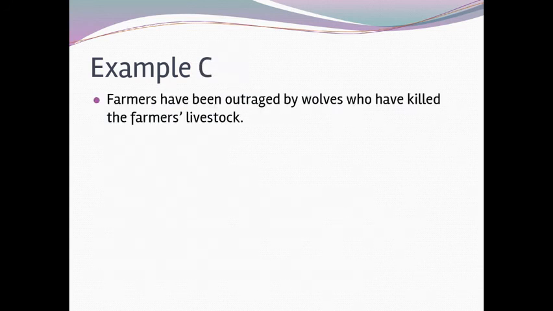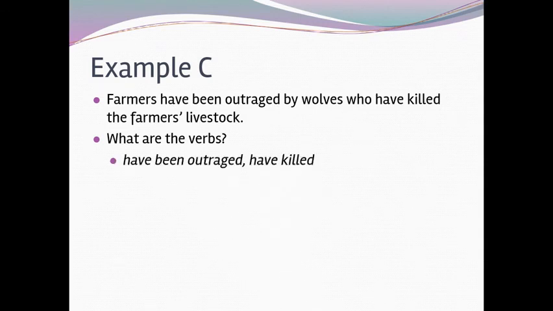One more example. Farmers have been outraged by wolves who have killed the farmers' livestock. Okay, I'd remind you, because you find one doesn't mean you're done. What are the verbs? Well, you're right. You've got outraged. You've got killed. We know have is a helping verb, and as I said before, b-e-e-n, been, is also a verb. Excuse me. Have been outraged and have killed are your two phrases.